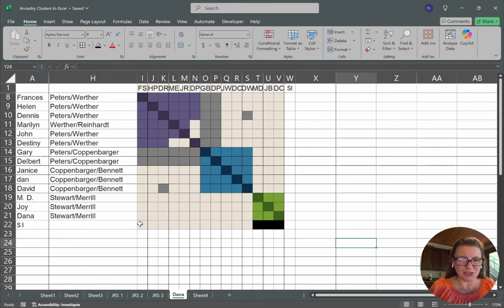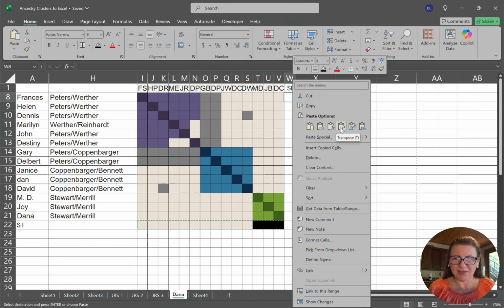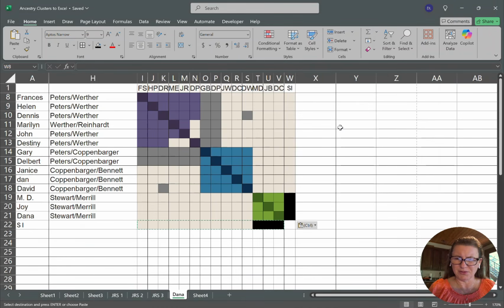Then we also need to copy and paste. I think we can do this. Copy and come here, and I'm going to paste. And this is the one that says transpose. Yep, it works. So it takes what you've got one way and it puts it the other way. So if you've got it horizontally, you can make it vertical. And so we can see sometimes they would be more complicated than this.